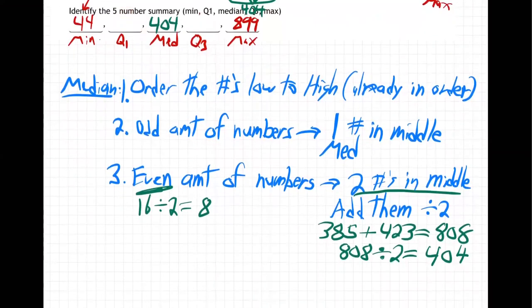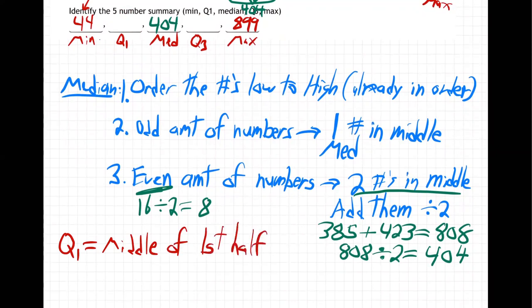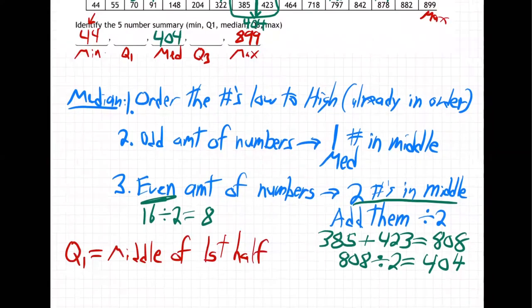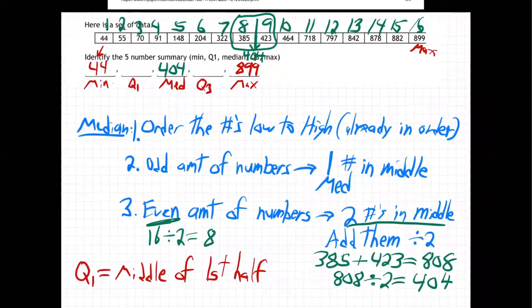Well, the Q1 is the middle of the first half, and the Q3 will be the middle of the upper half. So let's take the first half. So I'm going to underline the first half. There we go. There's the first half. And then in purple, here's the upper half.